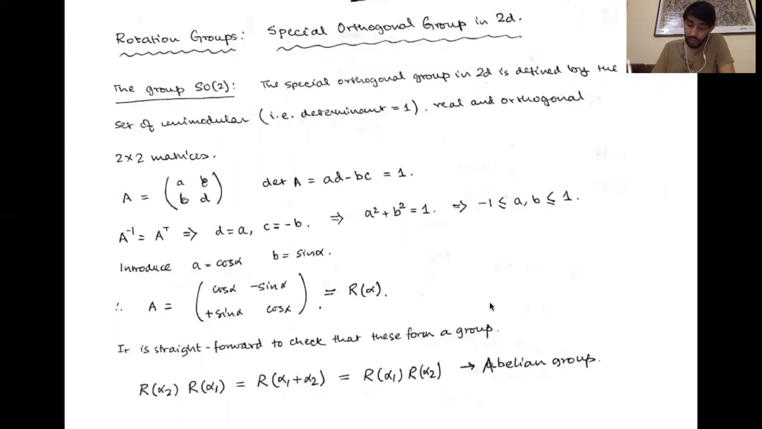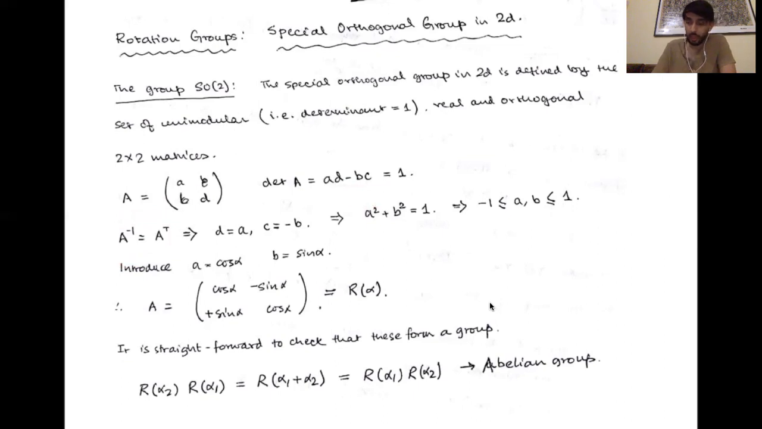So we have A as (A, B; C, D), and the determinant of A is equal to 1, like I said. The fact that it has to be orthogonal means A transpose has to be A inverse. So what you get is D is A and C is minus B. You can just figure this out from here. And what we get from here is that this translates into A squared plus B squared equal to 1.